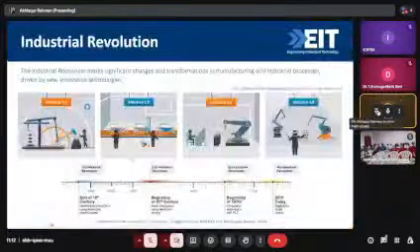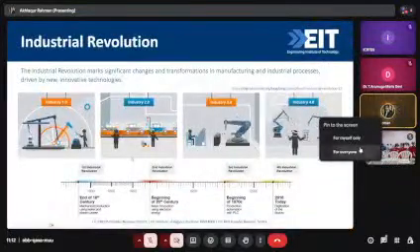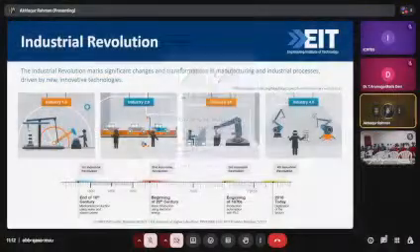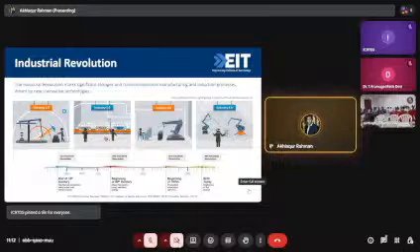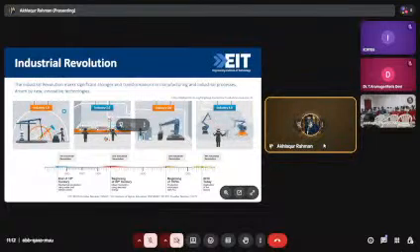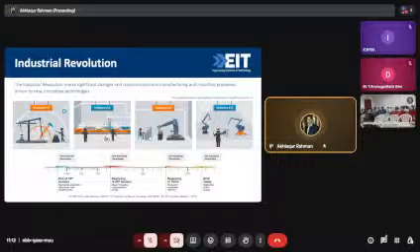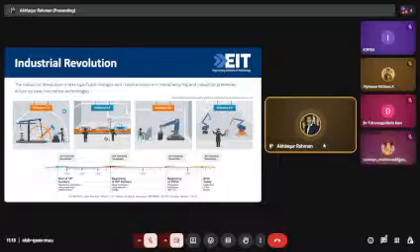So as I mentioned, the objective is to talk about the digital transformation in manufacturing and talk about Industry 4.0, where we are currently at, and Industry 4.0 and beyond. So let's start with a little journey of the current industrial revolution, or where we are currently at.